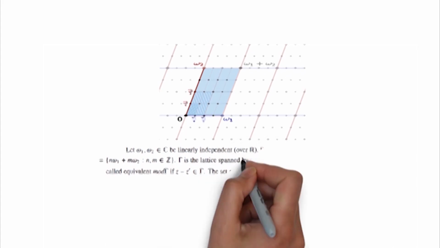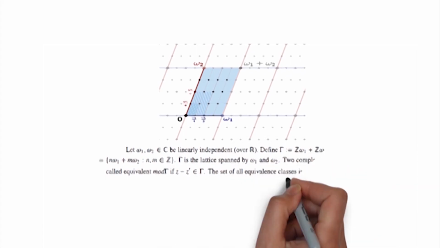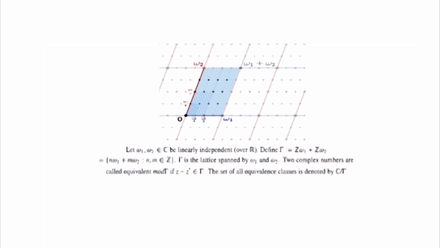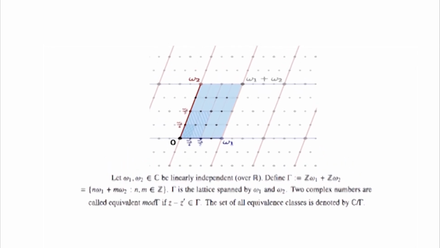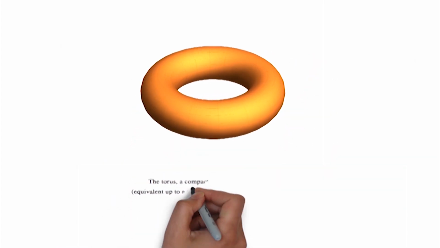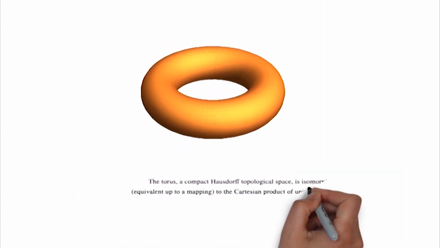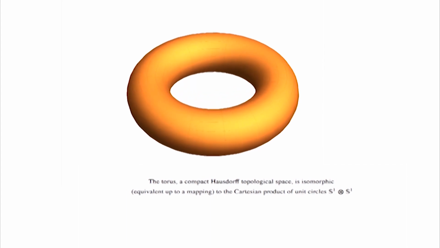Two numbers z and z prime are called equivalent mod gamma if z minus z prime is in the lattice. The set of all equivalence classes is written as C mod gamma, which can be thought of as a compact Hausdorff topological space, the torus, which is the Cartesian product of unit circles.